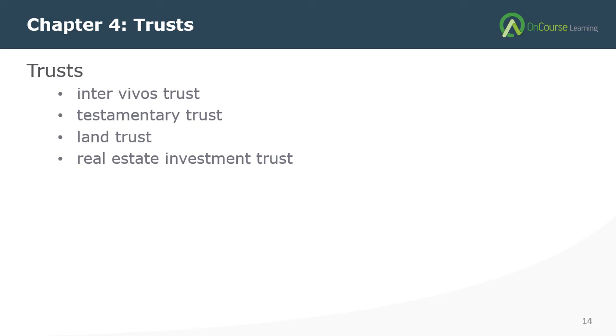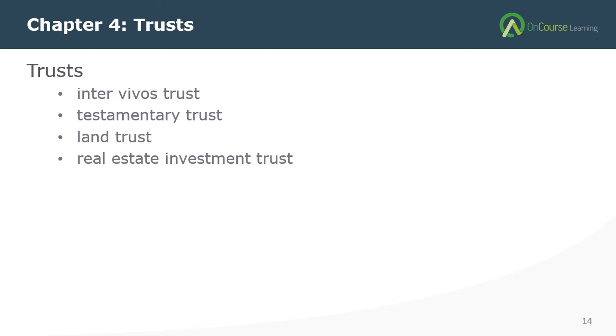What about trusts? Trusts are a completely separate type of ownership. A trust is a form of ownership used to provide for the well-being of another. Basically, this is an arrangement whereby title to real or personal property is transferred by its owner, that's the trustor, to a trustee. The trustee holds title and manages the property for the benefit of another, and that would be the beneficiary.